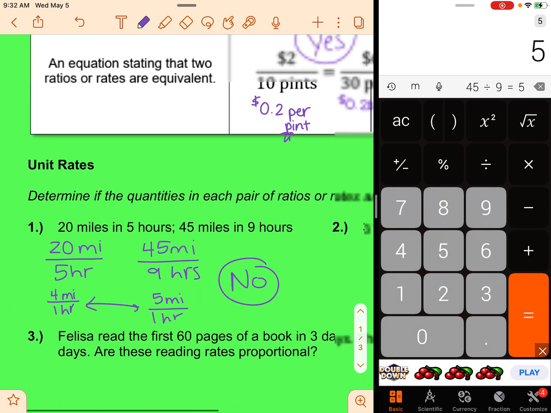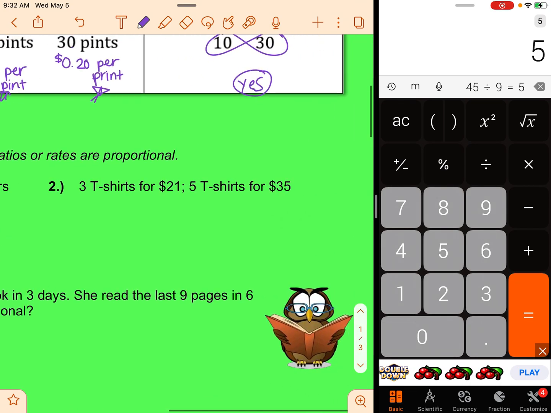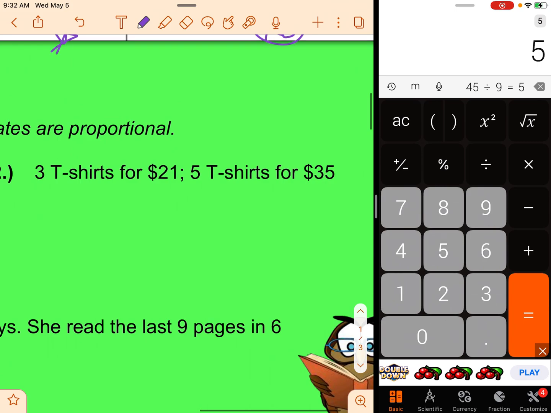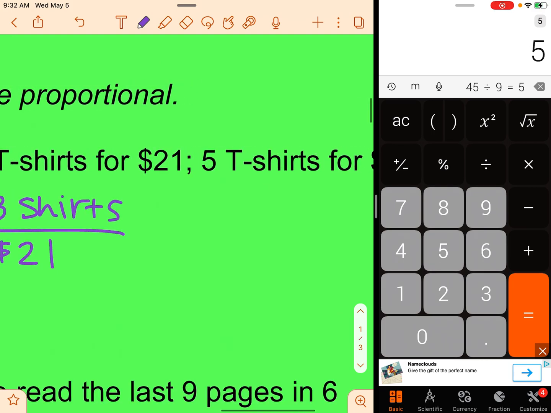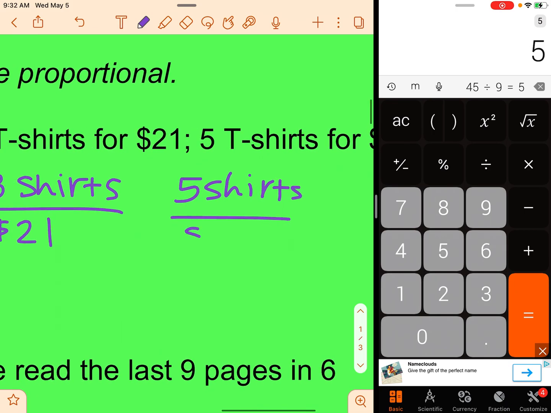I'm going to show you another way for number 2. So number 2 is talking about 3 t-shirts for $21 and 5 t-shirts for $35. So first of all, set up our ratios. 3 shirts for $21 and 5 shirts for $35.